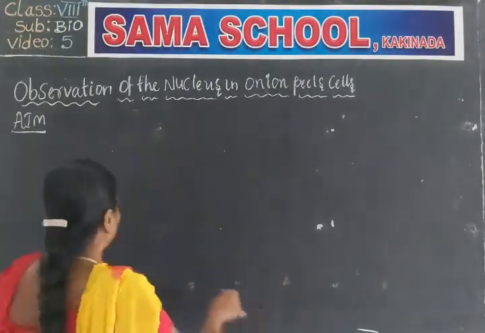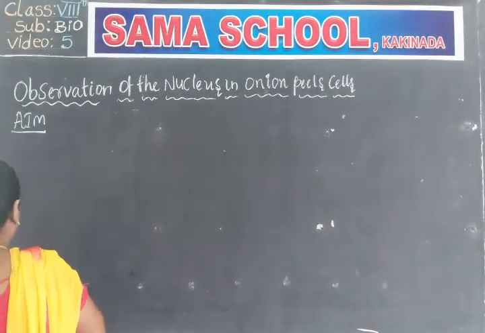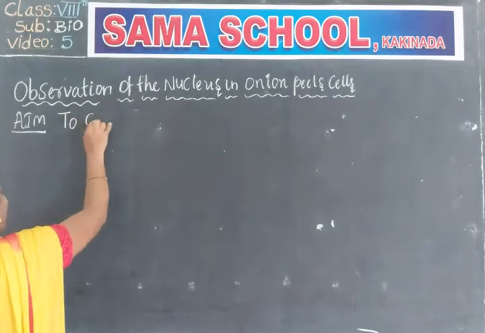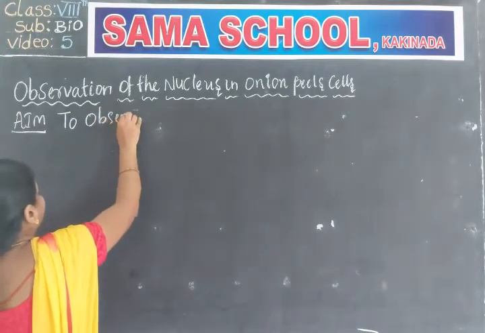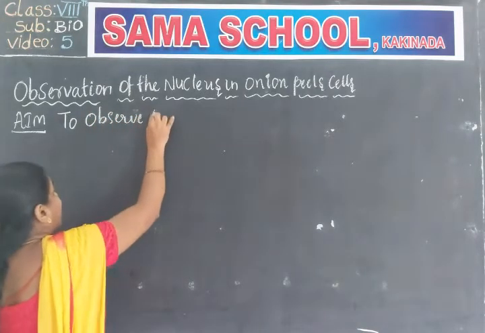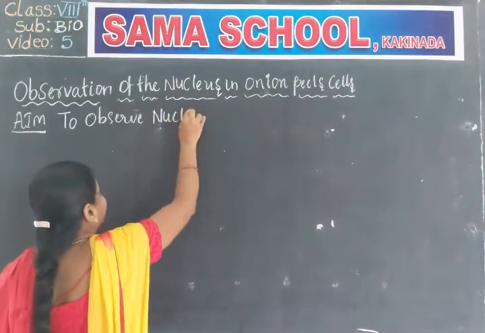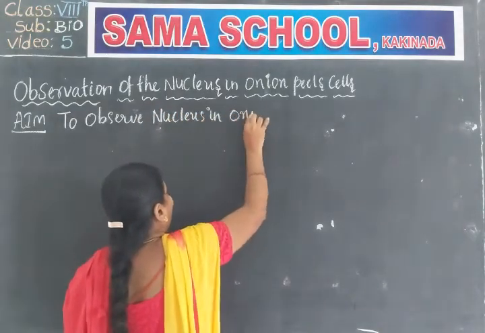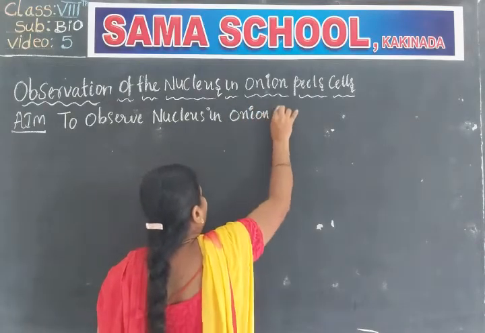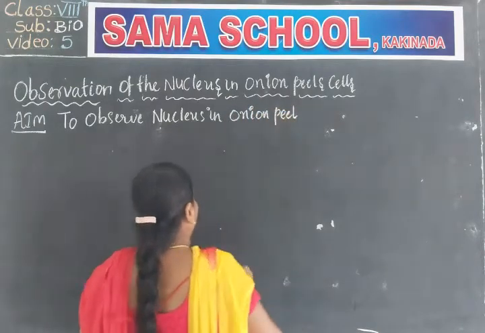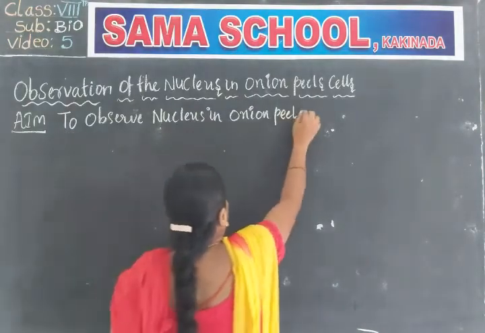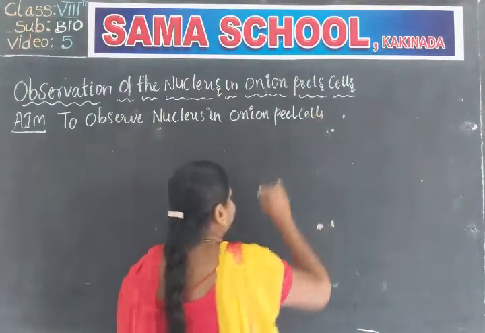So let us see. What is our aim? Our aim is to observe the nucleus in onion peel. In onion peel. Understand? So we are observing the nucleus in onion peel cells.